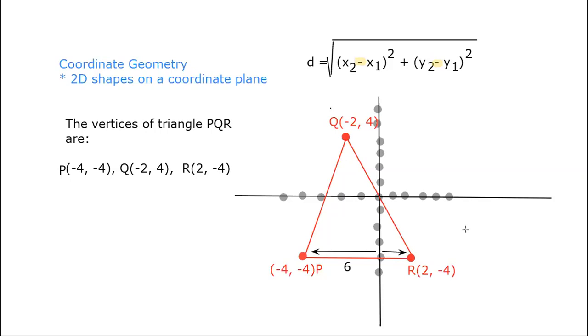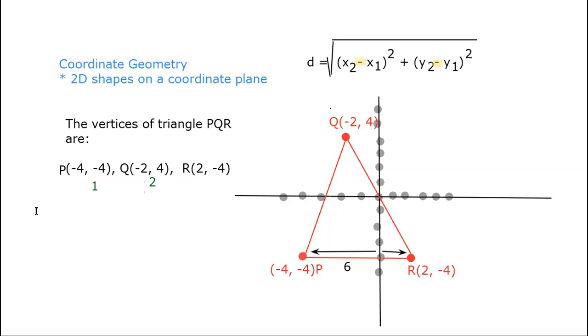Now to find the perimeter or the area, either one, we're going to have to get the length of the other two sides. So if we're going to get the length of PQ, that's going to have to be in the distance formula. So for the length of PQ, let's pick one to make it number 1, and pick the other one to make it number 2. So we're going to plug this into our formula.